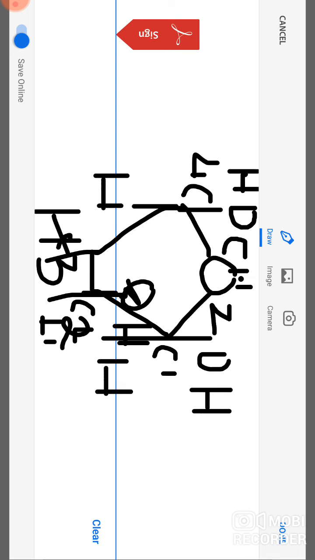That is, this is the fifth one, that is 1, 2, 3, 4 and 5. This is 1, 2, 3 and 4, and this one is 5. It's a very simple diagram, and this is a type of pentose sugar. It's a very easy diagram.